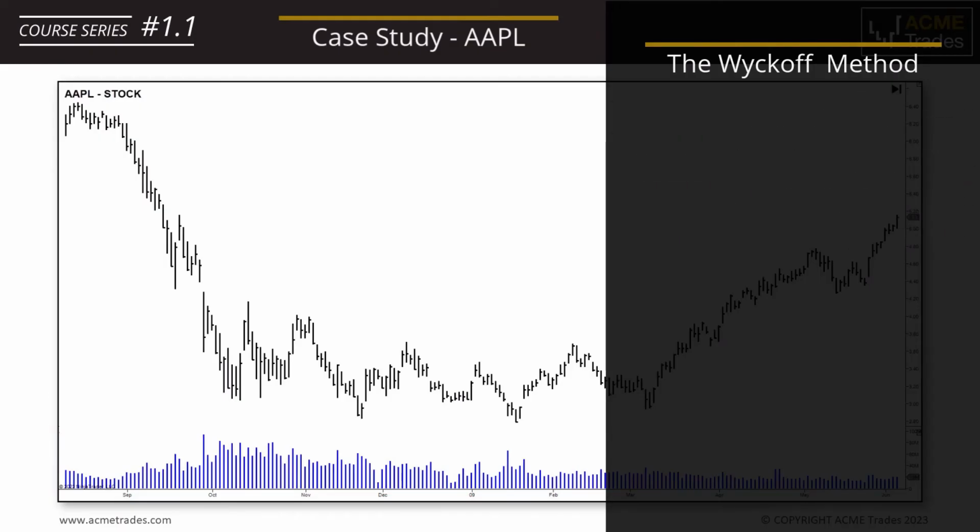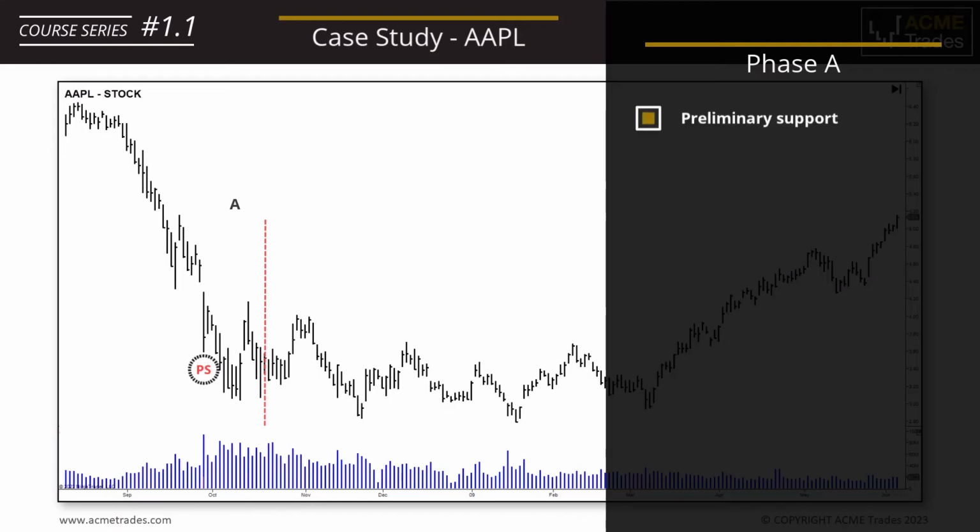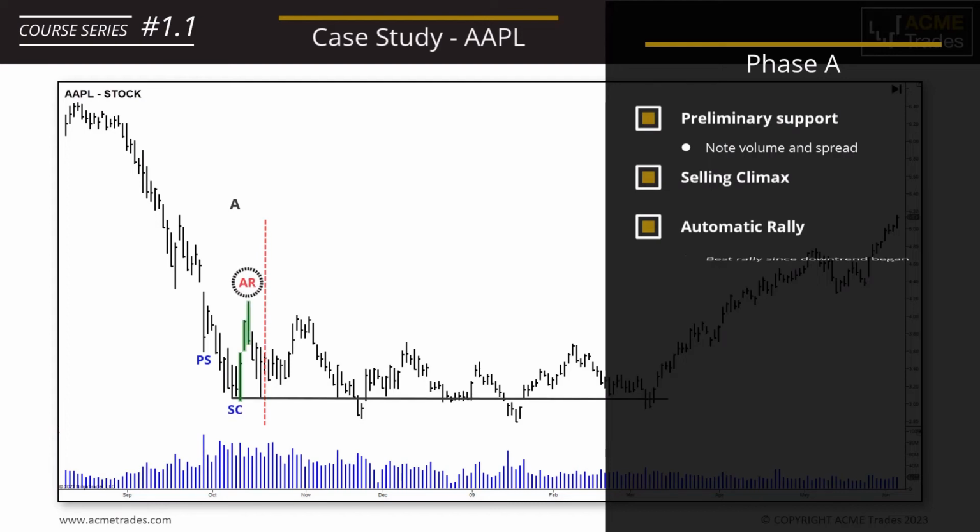So we have a blank chart. And then we go firstly into phase A. We have preliminary support over here. Note the volume. Note the spread. Then we come into our selling climax. And then the automatic rally. Once again, this has produced the best rally since the downtrend has begun. This is also known as a change in character.